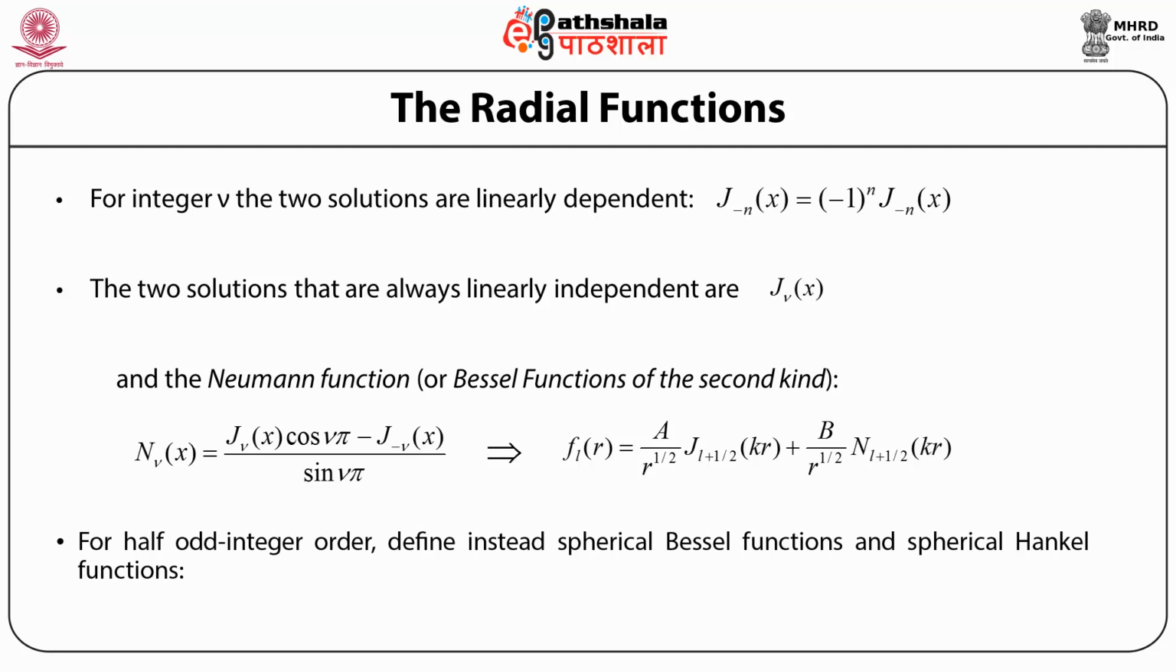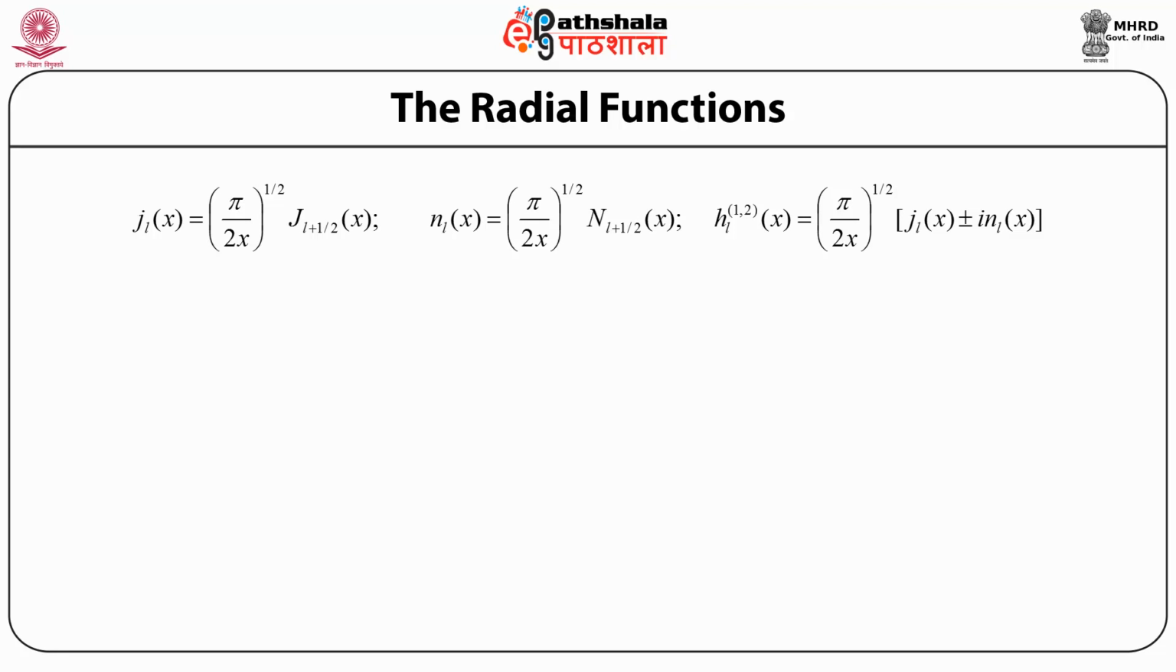For half odd integer order, we define instead the spherical Bessel functions and spherical Hankel functions. j_l(x) equals (pi by 2x) raised to the power half times J_(l plus half)(x). n_l(x) equals (pi by 2x) raised to the power half times N_(l plus half)(x). h_l^(1,2)(x) equals (pi by 2x) raised to the power half times (j_l(x) plus or minus i n_l(x)).